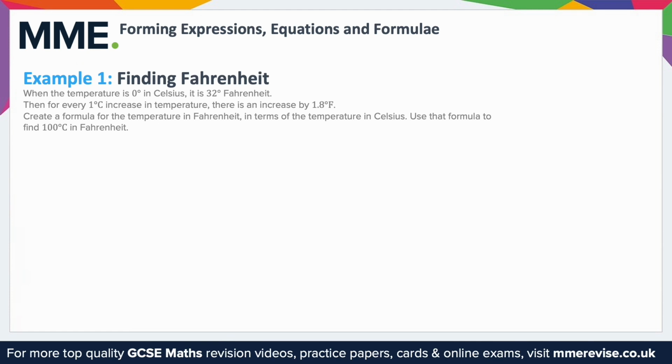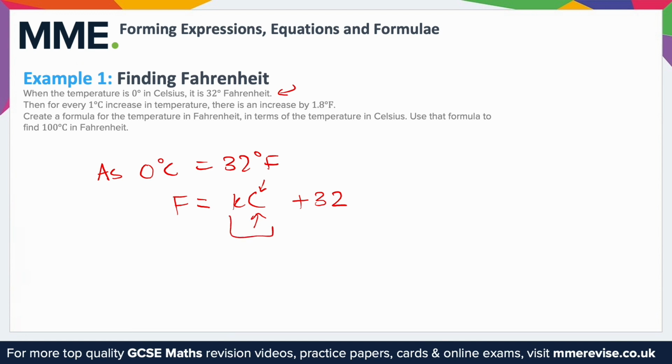Okay, so as 0 degrees C is equal to 32 degrees Fahrenheit, we're given that in the question in the first sentence, we can say that Fahrenheit is equal to some multiple of the temperature in Celsius. We're not sure of this bit yet. So C is the temperature in Celsius, K is some constant that we haven't figured out yet, plus 32. Because this way, if C was 0, then regardless of what K is, this bit would be 0, plus 32 gets us back to this.